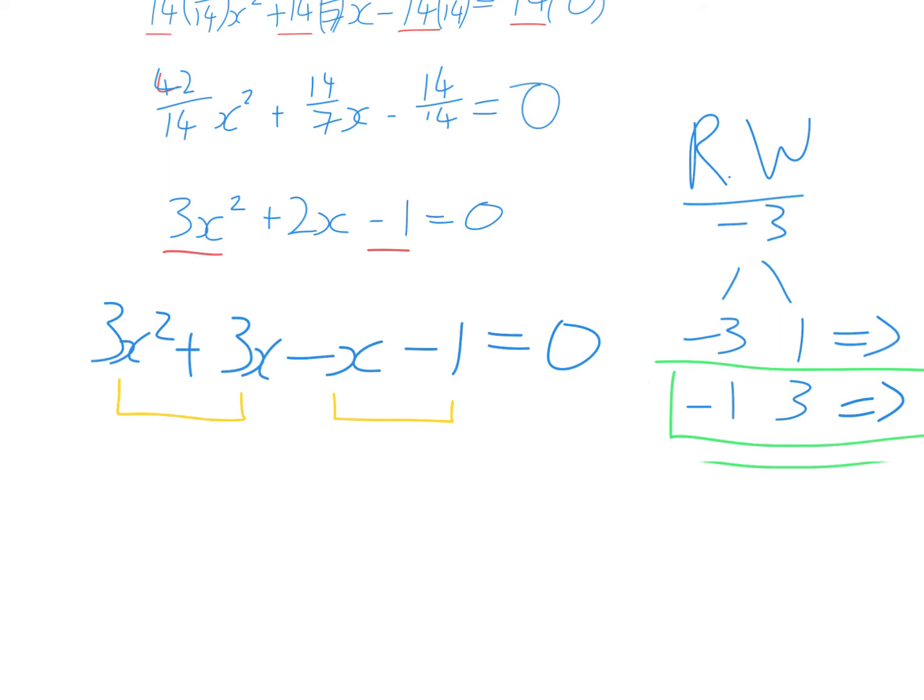Our 3x squared plus 3x goes into both those. 3x times x gives us 3x squared. 3x times 1 stays as 3x, right? So 3x times x is 3x squared, 3x times 1 is 3x.